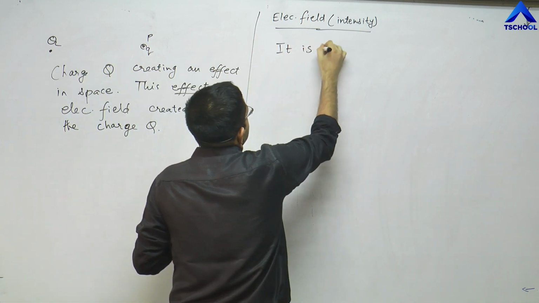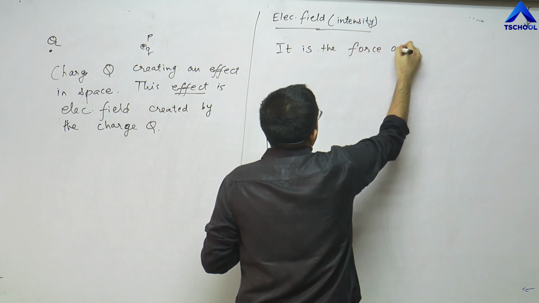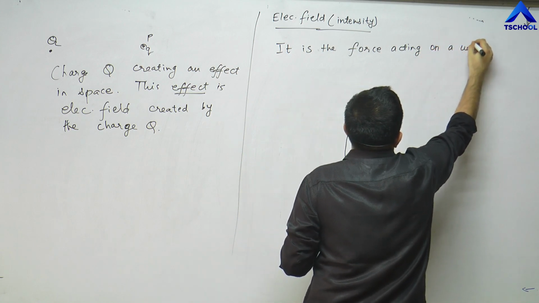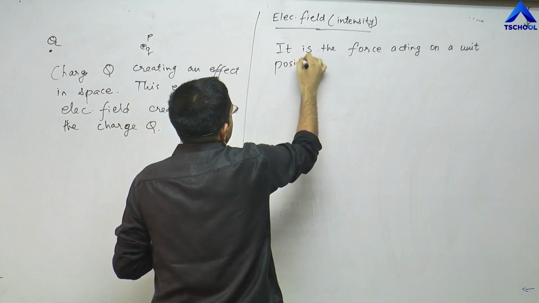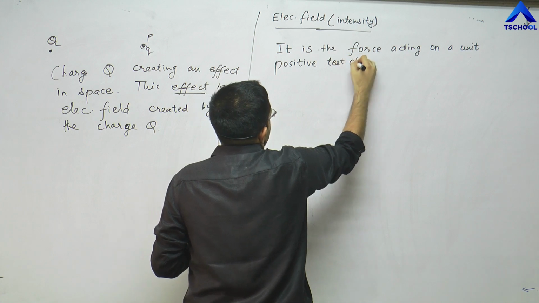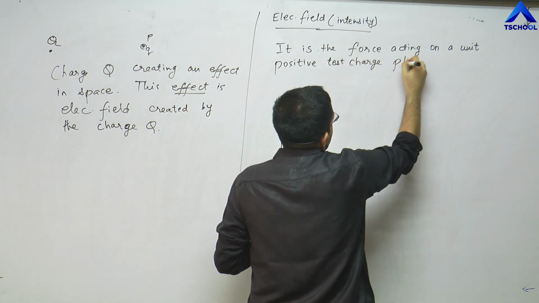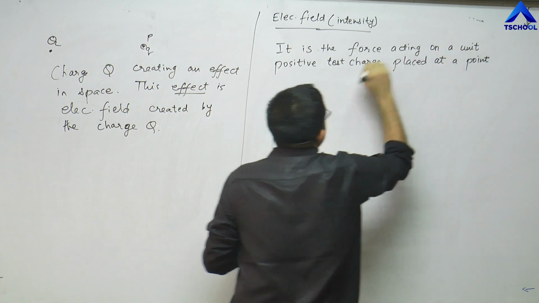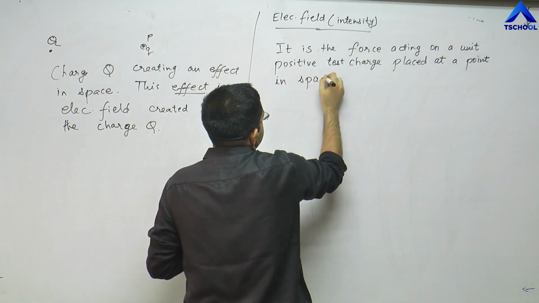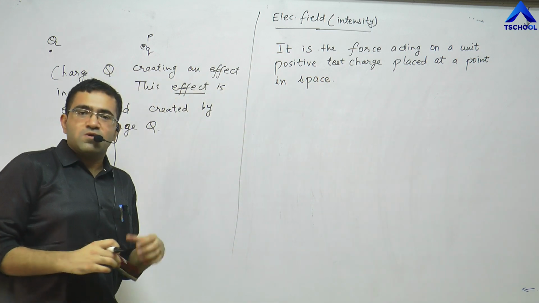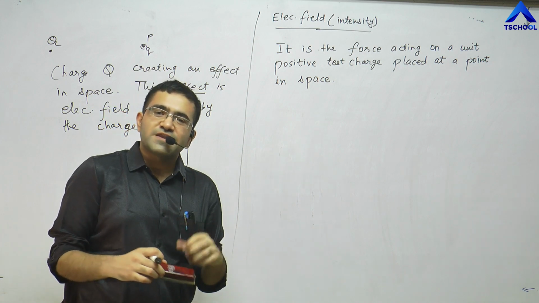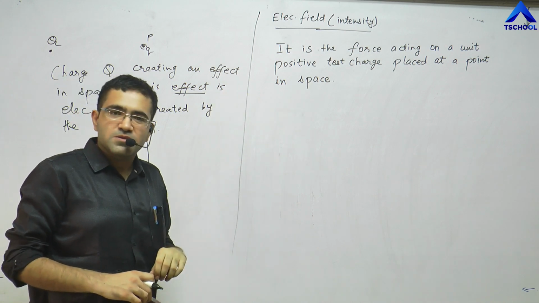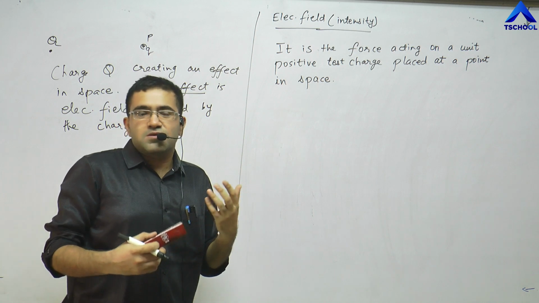It is the force acting on a unit positive test charge placed at a point in space, right? Okay, so electric field intensity means force that acts on a unit positive test charge placed at some point in space, right? So this definition sounds quite technical.